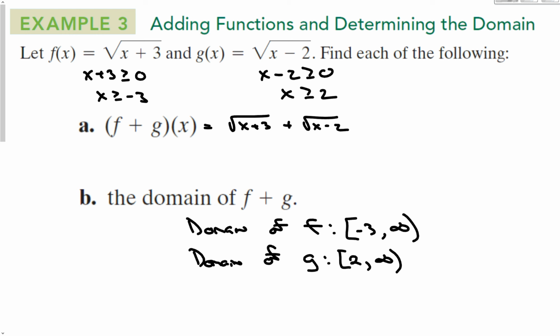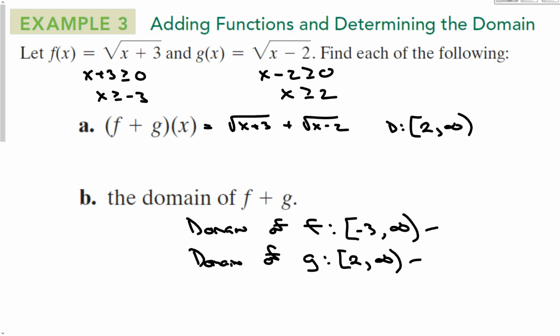And the domain of f plus g is going to be where these two domains intersect. Okay, so what they have in common. Well, negative 3 is in this domain, it's not in this one. Negative 2 is in this interval, negative 1, 0, 1. 2 is the first number that's in both of the domains, and now we have the place where they overlap, and now we have our intersection. So the domain of this is only from 2 to infinity.